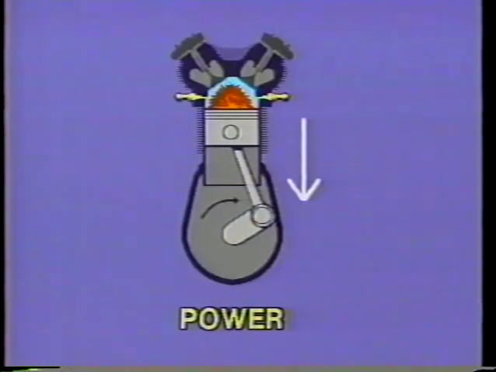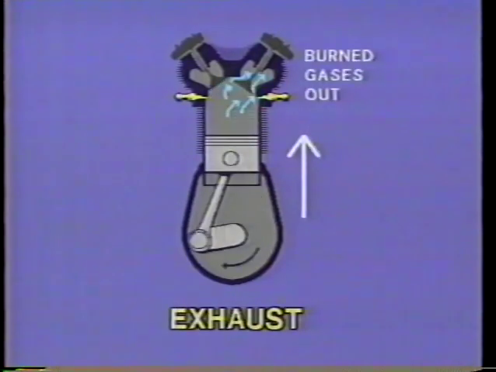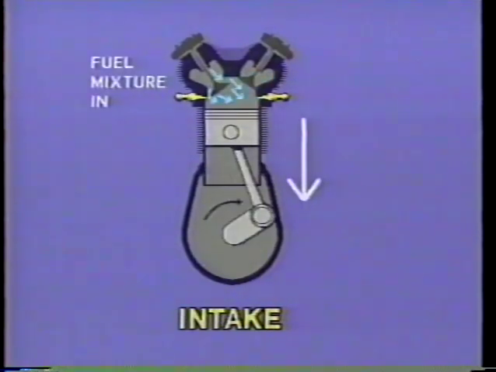As we reach the bottom of the power stroke, the exhaust valve opens, and the piston starts moving up again into the exhaust stroke, and this forces the burnt fuel-air mixture out of the cylinder. As we reach the top of the exhaust stroke, we've completely exhausted the burnt fuel-air mixture, and then we're ready to start over again on the intake stroke.